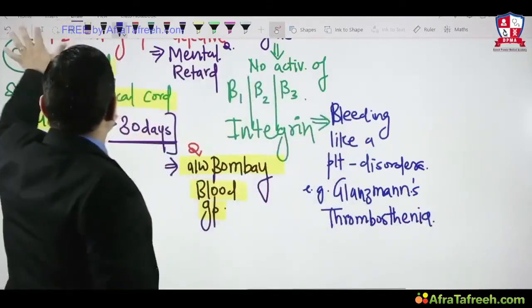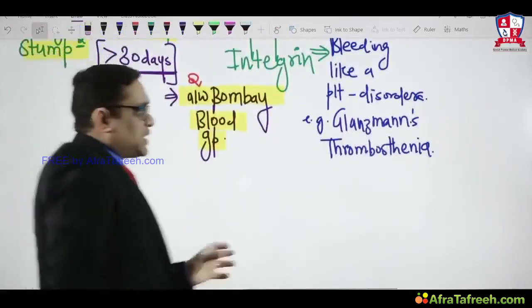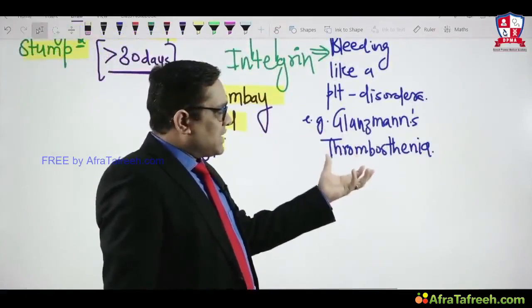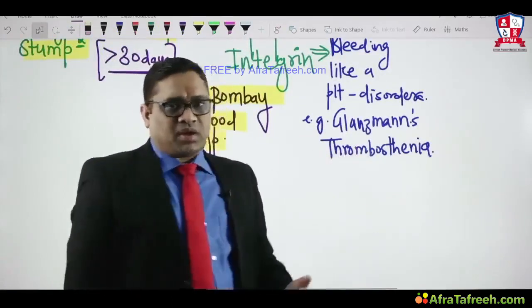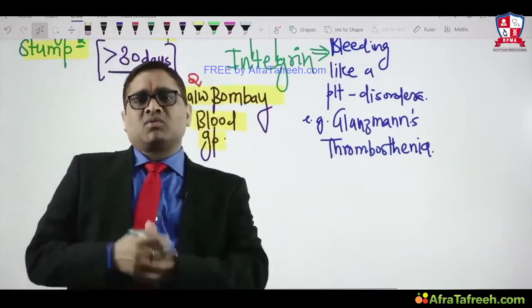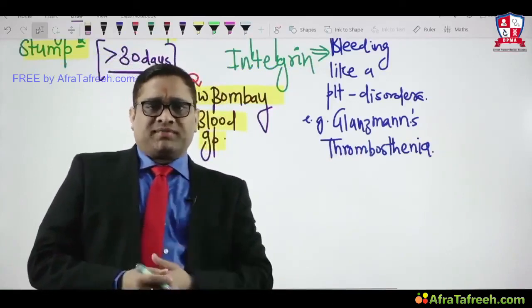Right? So this point we have to keep in mind, that bleeding like Glanzmann's thrombasthenia. So bleeding like a platelet disorder, Glanzmann's thrombasthenia, will be present in case of LAD3. So these were the questions which the examiner had asked in the All India exam, and this is the clinical correlation with the disorders, right? These leukocyte adhesion defect disorders.